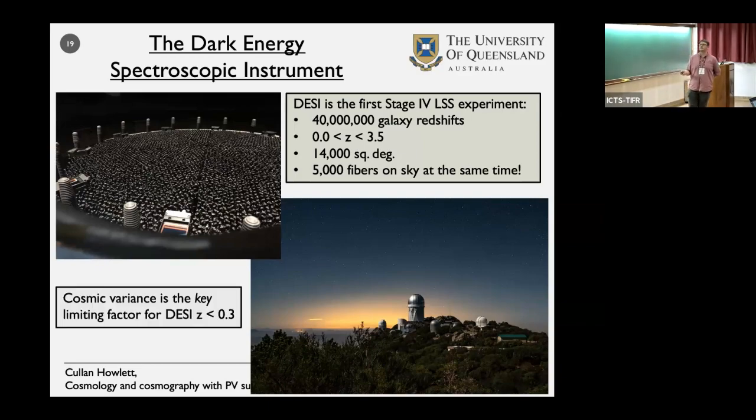But one of the things about DESI is that it's so good at getting redshifts that the limiting factor at low redshift for cosmology is not how many redshifts we've got.